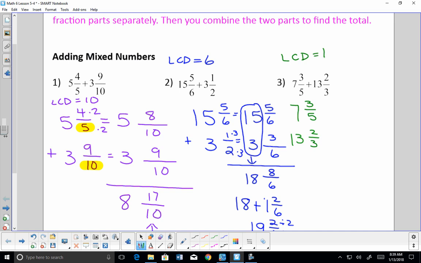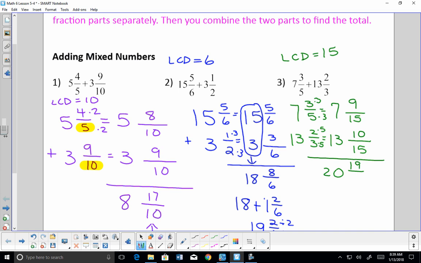So my least common denominator here is 15. So I have to change my 3/5 and my 2/3 fractions into 15ths. 5 times 3 is 15, 3 times 3 is 9. 3 times 5 is 15, 2 times 5 here is 10. So I now have 7 and 9/15 plus 13 and 10/15. 7 and 13 is 20. 9 and 10 is 19.